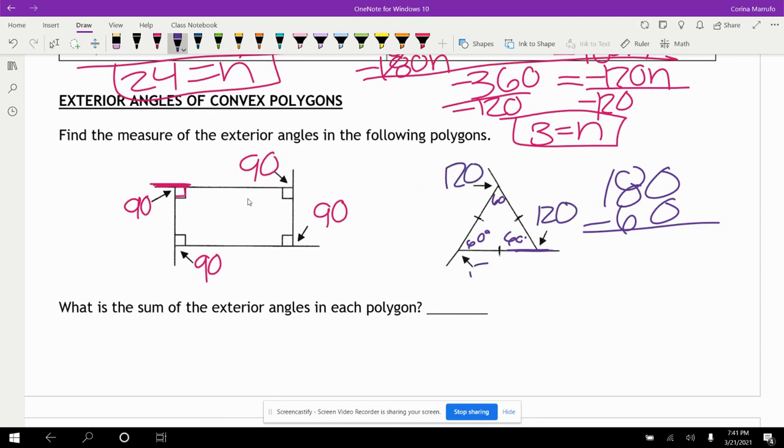120 and 120. So it says the sum of the exterior angles in each polygon. Well, if I add 90 plus 90 plus 90 plus 90, I plug that in my calculator, that gives me 360. On this one, if I do 120 plus 120 plus 120, that also gives me 360. So coincidentally, it doesn't matter what size your polygon is, whether it has 3 sides, whether it has 20 sides, whether it has 150 sides, the sum of the exterior angles will always be 360.